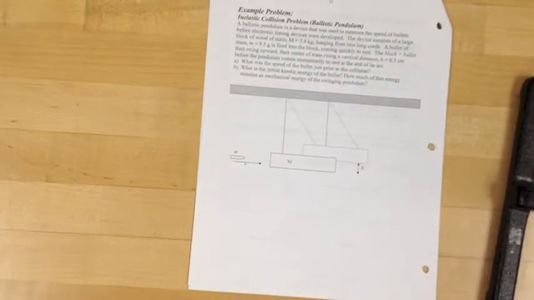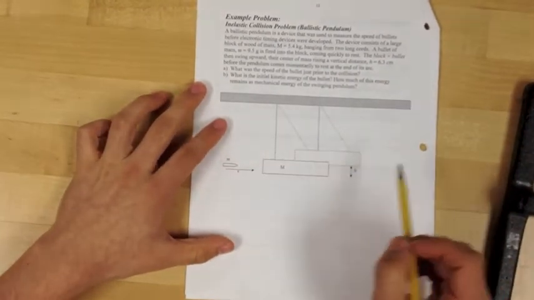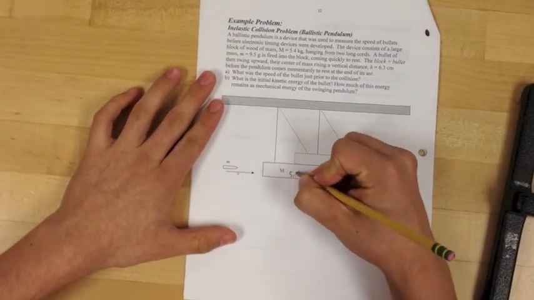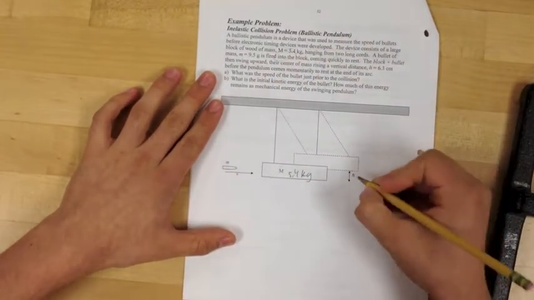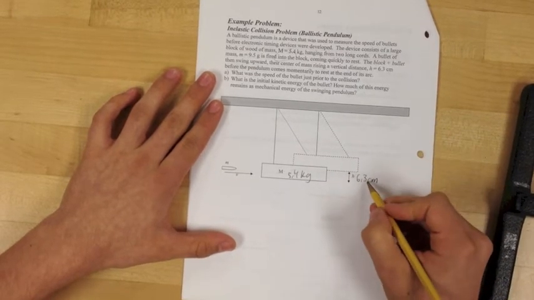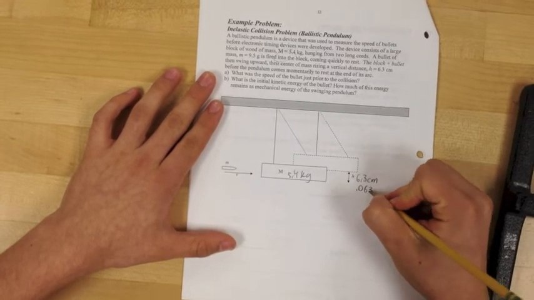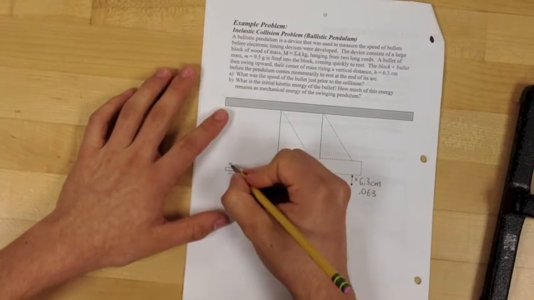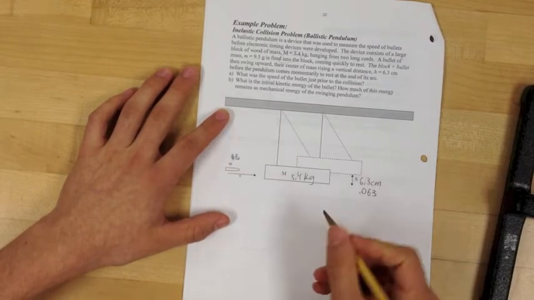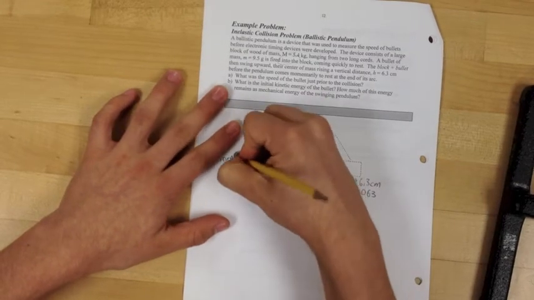This is a problem that combines both conservation of momentum and conservation of energy. Explaining the system, the mass of this block is 5.4 kilograms, as it says in the problem. The height that it goes up is 6.3 centimeters. Remember, the SI unit for length is meters, so this is going to have to be 0.063 when you do all your calculations. The mass of the bullet is 9.5 grams, but because you're going to be in kilograms, it would actually be 0.0095 kilograms.